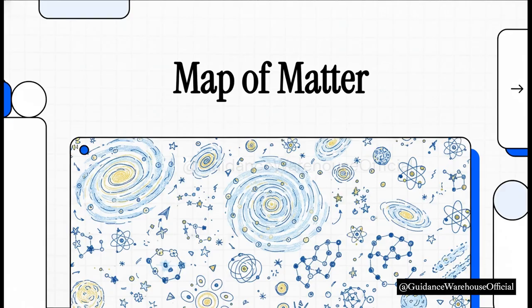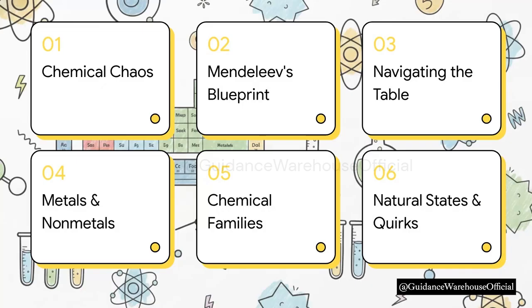Okay, let's dive into this. Here is our roadmap for this explainer. We'll kick things off with the absolute chaos of early chemical discoveries, then look at Mendeleev's genius blueprint, navigate the modern table, break down metals, nonmetals, and metalloids, meet the chemical families, and finally, look at some really weird natural states and quarks. Let's get right into it.